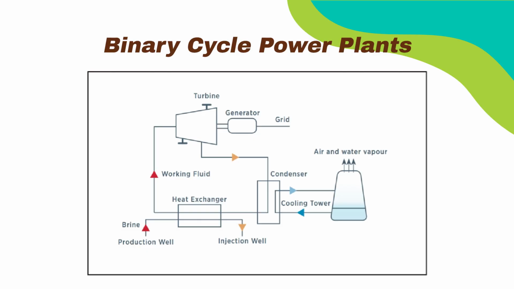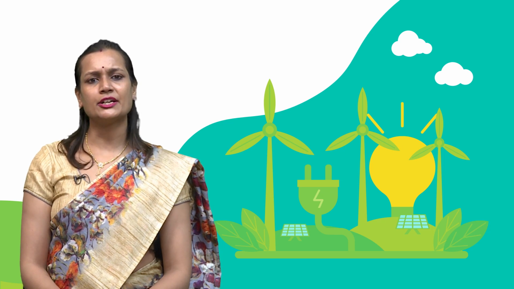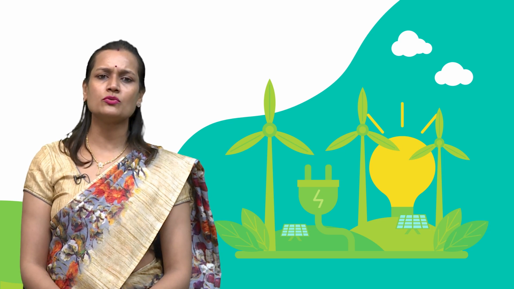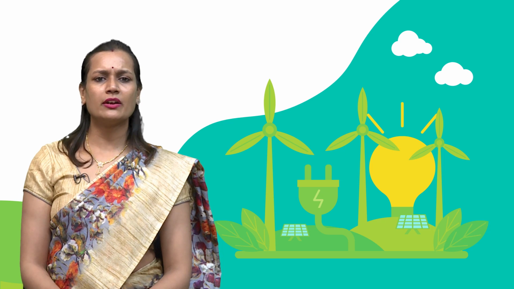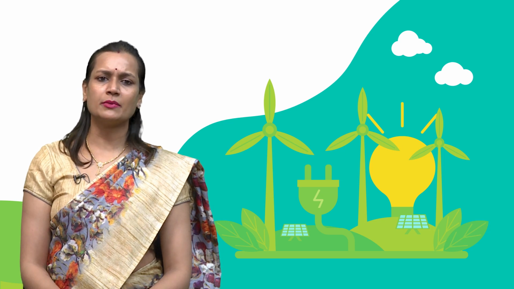Third, binary cycle power plants. Binary cycle power plants are designed to harness moderate temperature geothermal resources by using a secondary working fluid with a lower boiling point than water. Hot geothermal water is passed through a heat exchanger to transfer its heat to the secondary working fluid, for example isobutane or isopentane, which vaporizes and drives a turbine connected to a generator. Binary cycle power plants are versatile and can be used with lower temperature geothermal resources, making them suitable for a broader range of geothermal sites.